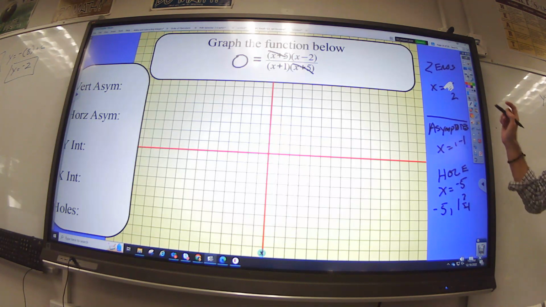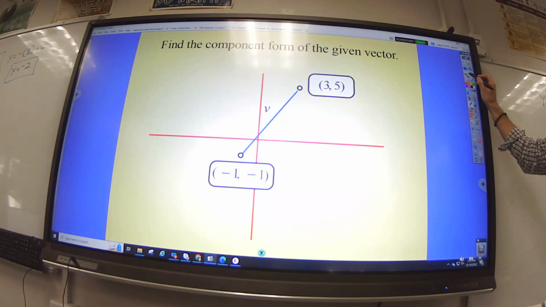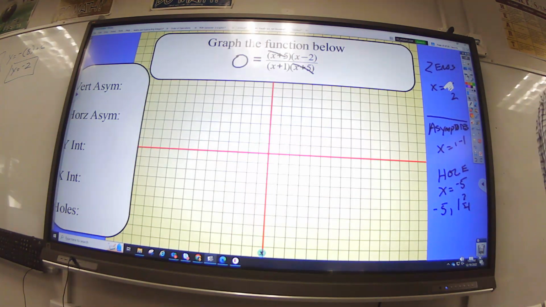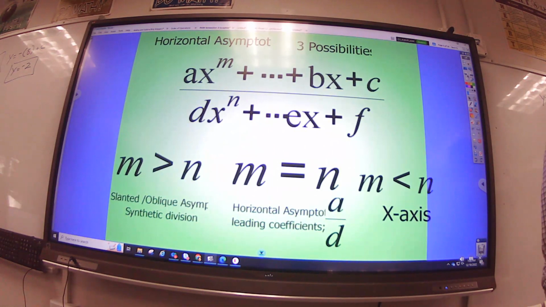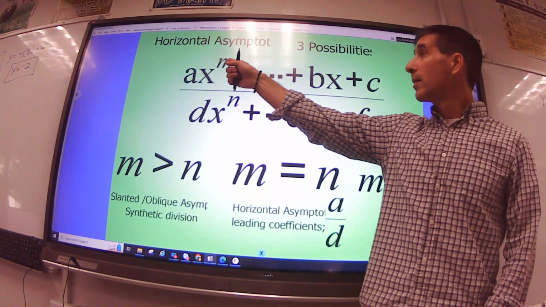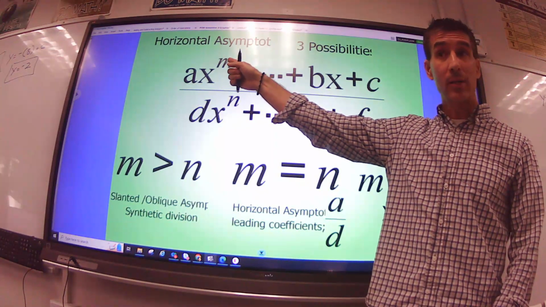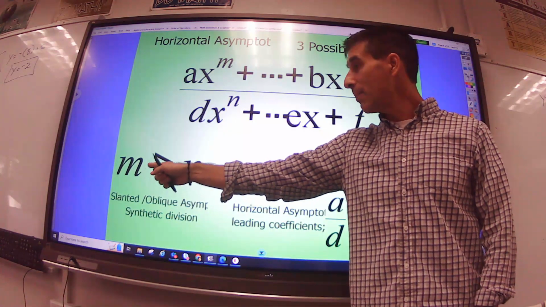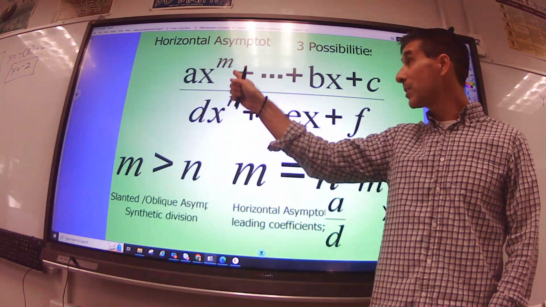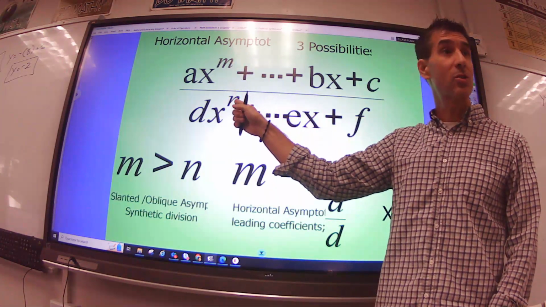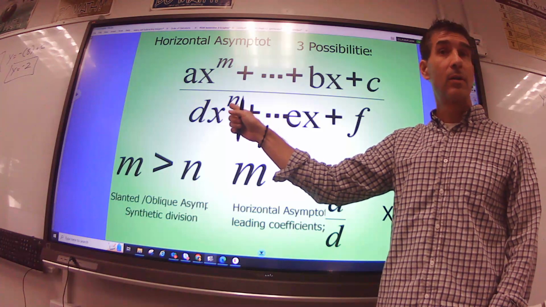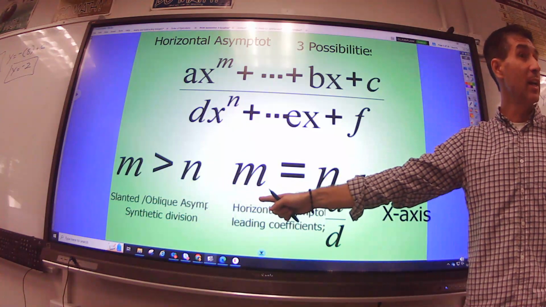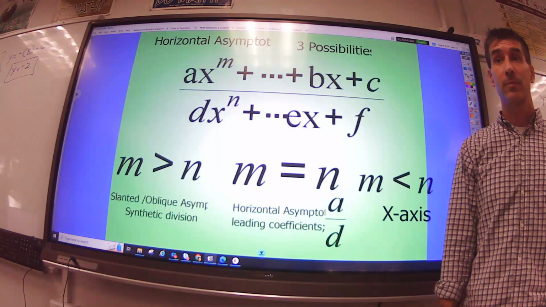We forgot the horizontal asymptotes. You guys remember those? Look at that. This is my exponent, right? This is my exponent in the denominator. This is saying if the m is bigger than the n, like if this is x cubed and this is x squared, then I divide and I get the slant asymptote.